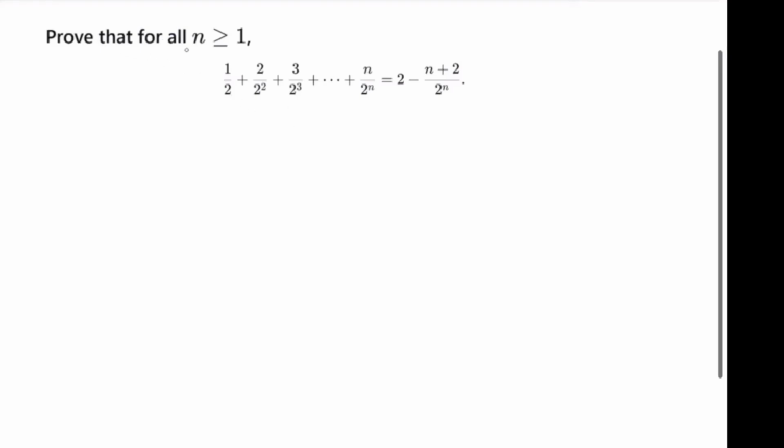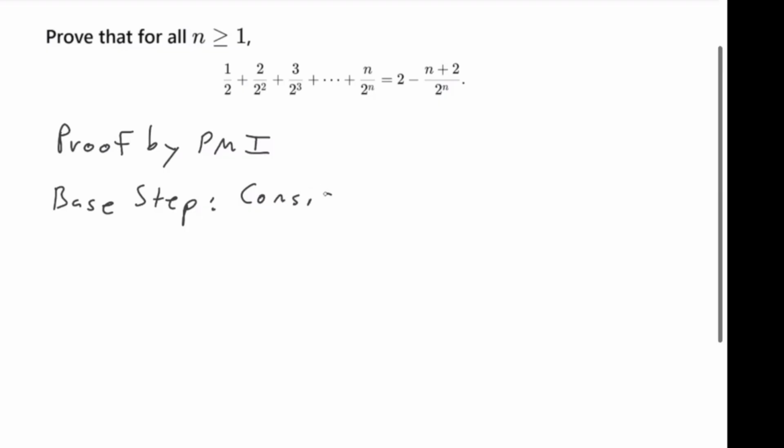All right, we're going to prove that for all n greater than or equal to 1, 1/2 plus 2 over 2 squared plus 3 over 2 cubed plus dot dot dot plus n over 2 to the n is equal to this formula. So, proof by PMI. So we have our base step.